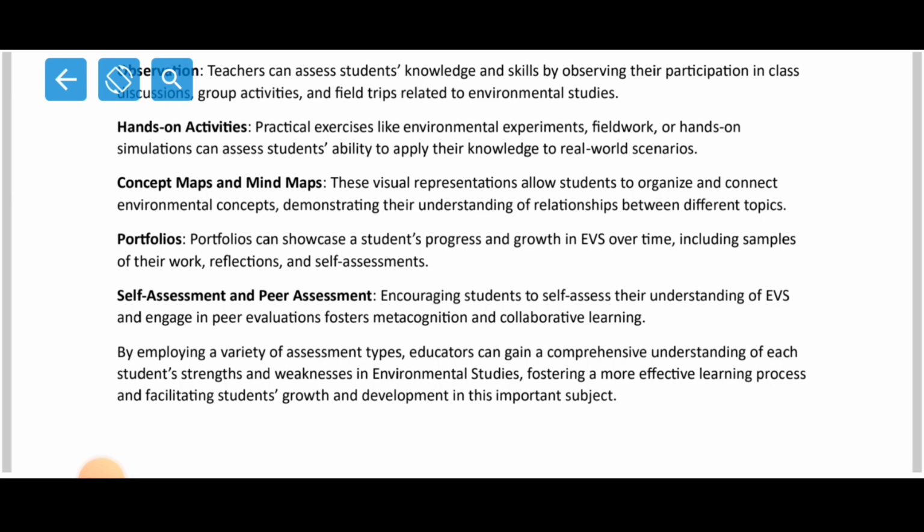Now, concept maps and mind maps. These visual representations allow students to organize and connect environmental concepts, demonstrating their understanding of the relationship between different topics. So there are two types of maps: concept maps or mind maps. What are these? These are visual representations which allow the students to organize and connect environmental concepts, demonstrating their understanding of the relationship between the environment and the people around it, or the relation which the community or the society has.